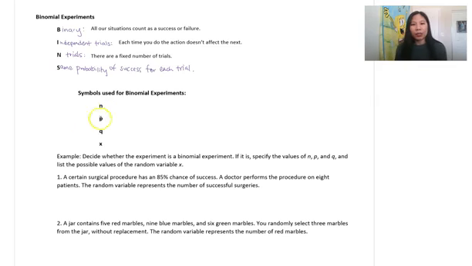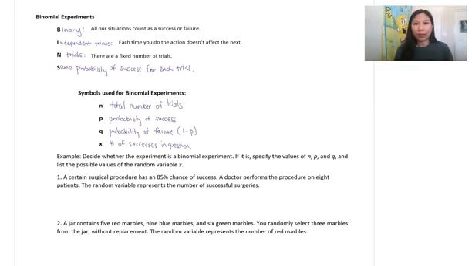There's a few symbols that I want to look at first because these symbols will help us use the actual formulas. For these next few examples, we're not actually calculating anything yet. We just want to be able to identify whether this is actually binomial, and what all the different symbols would be, so that when we are asked to find a probability, we know what to plug in. The four things that we want to be able to find are N, P, Q, and X.